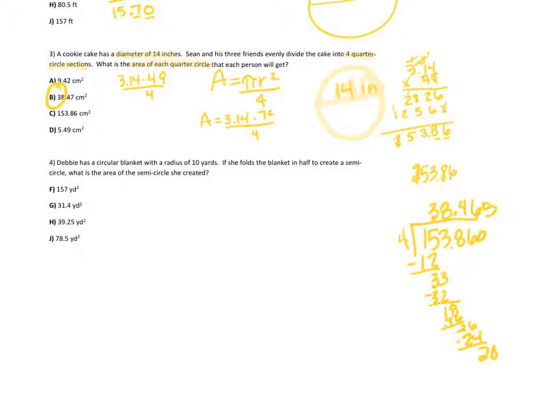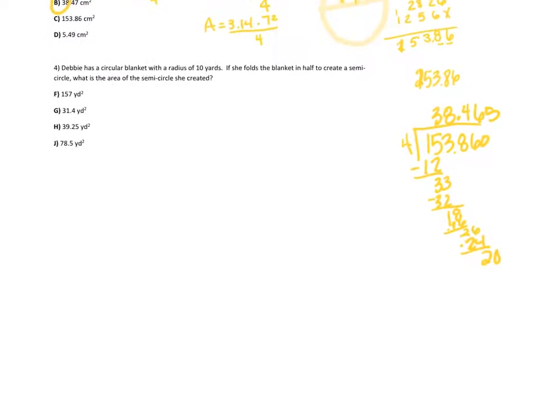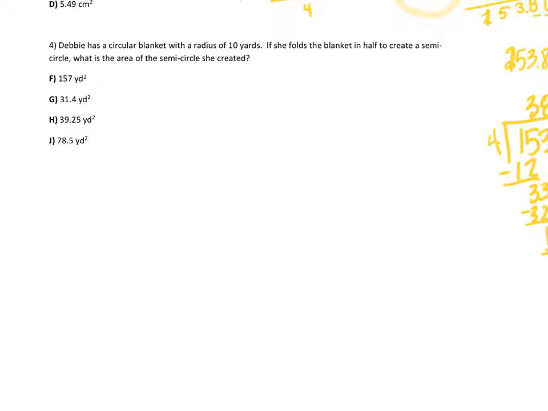Okay. Number 4. Debbie has a circular blanket with a radius of 10 yards. If she folds the blanket in half to create a semicircle, what is the area of the semicircle? Okay, so radius of 10 yards. So a circle, radius. I just drew the diameter. Let me erase that.